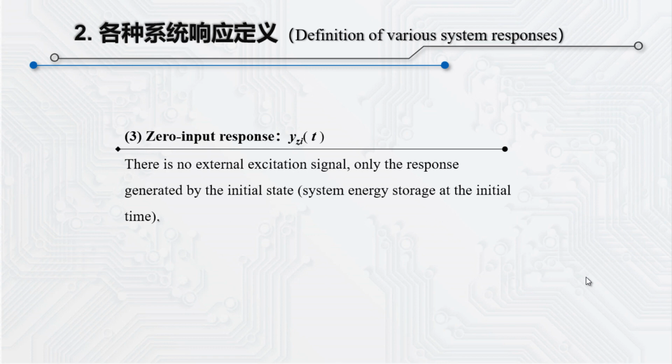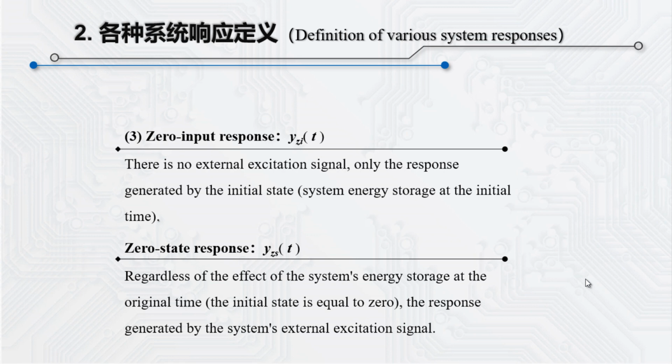In the third division, zero input response is y_zi(t). As the name suggests, it is the system response at zero input. Zero input response is only the response generated by the initial state. Zero state response, y_zs(t), refers to the case where the initial state is zero. The response of the system is generated by the external excitation signal.